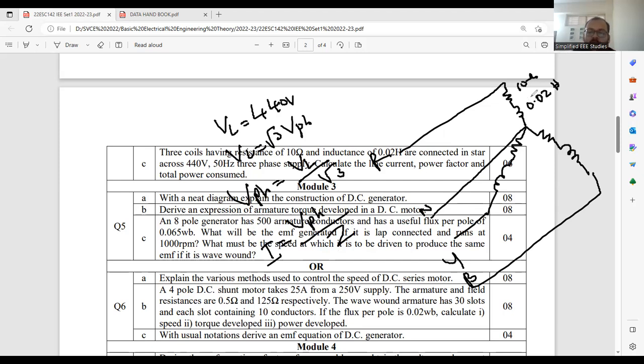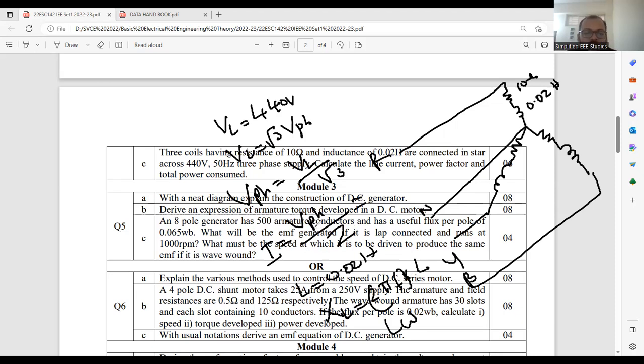Impedance R is available and L is available. L is 0.02. Therefore, you can calculate XL. XL is equal to, what is the formula? 2 pi F into L. L into omega, right? So you can get the value of XL. Then substitute here, you will be getting current.